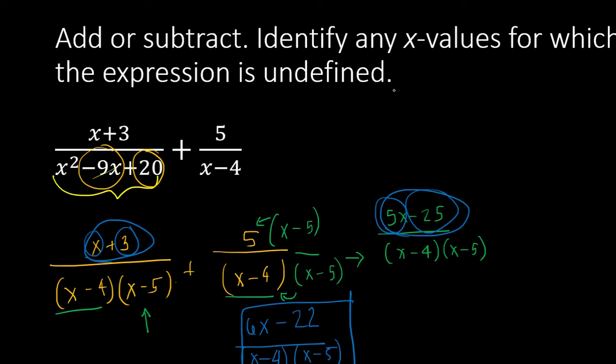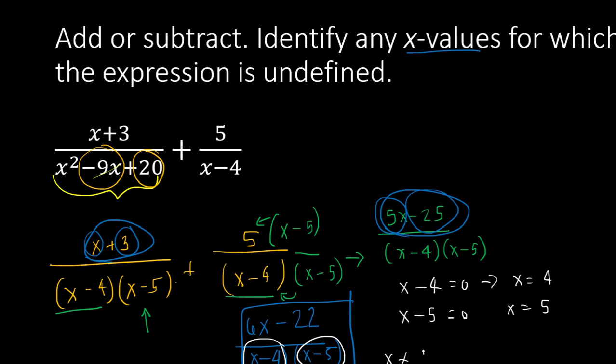Now, don't forget you also have to identify the x values for which the expression is undefined. In this case, remember, you take each term in the denominator, x minus 4 and x minus 5, set them both equal to 0, and then solve for x. By solving for x, we find the values for which the expression is undefined. So I would say x is undefined at 4 and at 5. So my total answer would be both the simplified fraction and the values for which it's undefined.